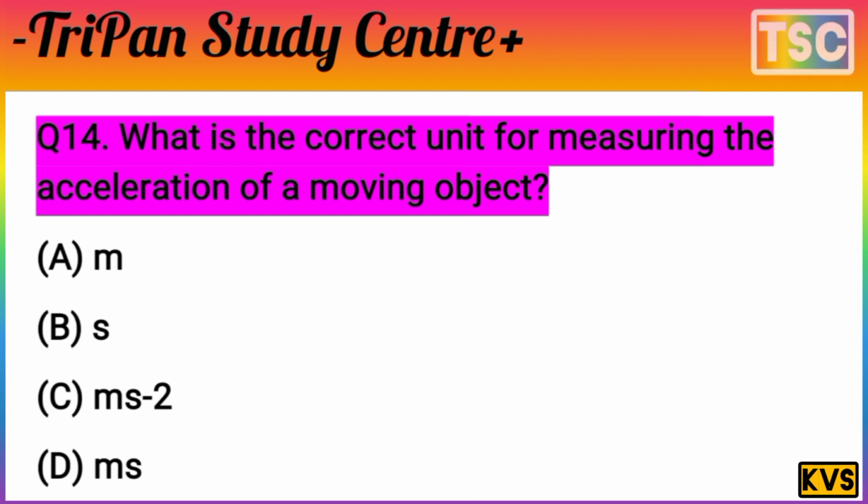The option C is meter per second, meter per second or meter per second square. It means option C is correct here. The correct unit is the meter per second square. Option C is correct. And let's see the next question here.